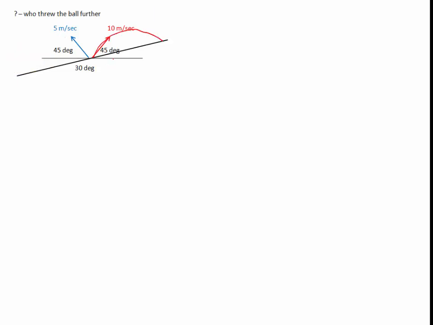So the question is, who threw the ball farther, Dr. B, with this, we'll call it the distance S along this red line, or Joe, distance S along this blue line.